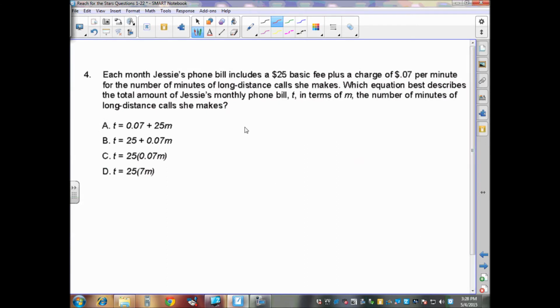This next one, the phone bill, which is T, in terms of the number of minutes, it's a $25 basic fee. And then 7 cents per minute, we know that's going to be our rate of change. Okay, and that would be this one here.